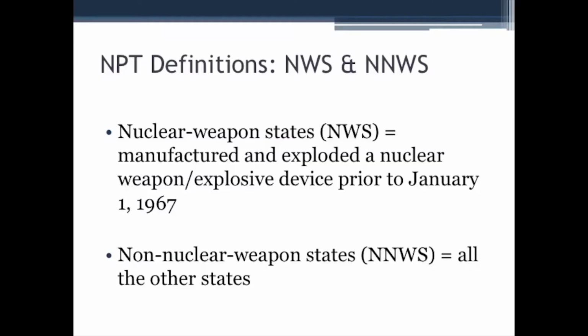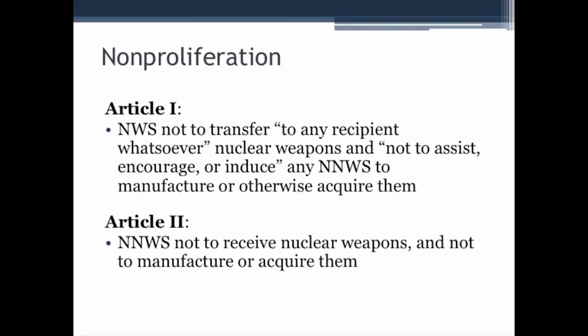So the treaty defines nuclear weapon states as those that had manufactured and tested a nuclear explosive device by January 1, 1967. Everyone else, by definition, is a non-nuclear weapon state, even if they do happen to acquire nuclear weapons sometime down the road. So Article 1 of the NPT commits nuclear weapon states not to transfer nuclear weapons to any recipient whatsoever, and not to assist or encourage any non-nuclear weapon state to acquire or manufacture a nuclear weapon.